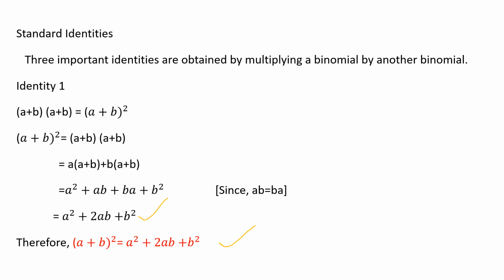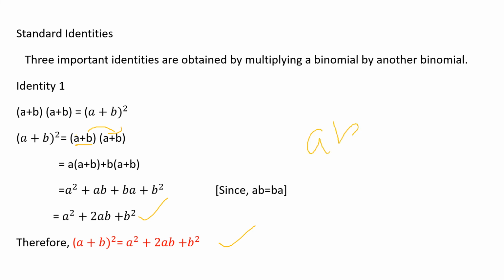So (a plus b) the whole square means you are multiplying two terms, a plus b into a plus b. Now you have to apply the method we have done for multiplication. You multiply the whole term with this term. First you do a into a plus b, then b into a plus b. Then a into a is a square, a into b, plus b into a, plus b into b is b square.